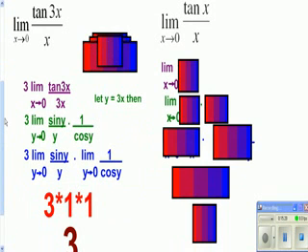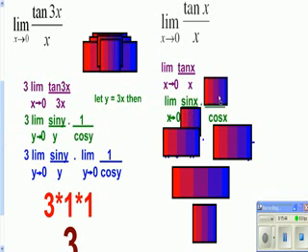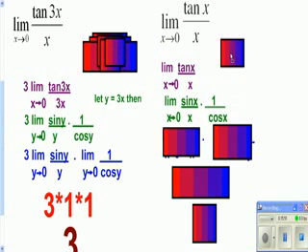Go ahead and try the next one and pause the video. So we're going to use a very similar approach here. We're going to break it up in terms of sines and cosines because we want to use our basic trig limit. You know that tangent is sine over cosine. We still have our x on the bottom. We'd have a 1 on the top over there.